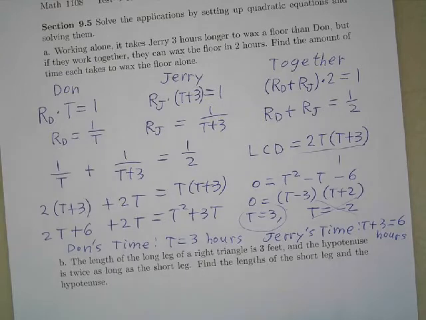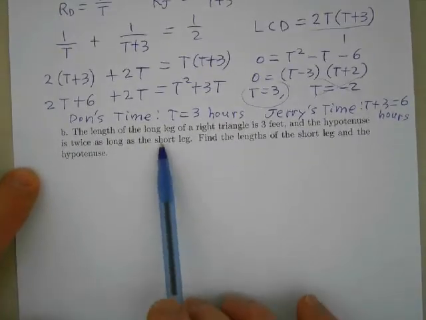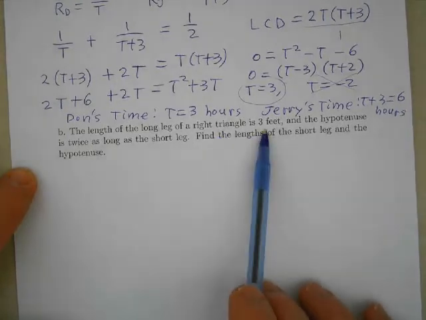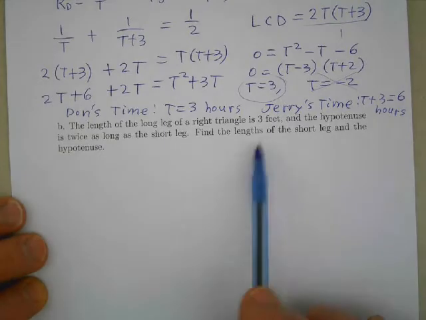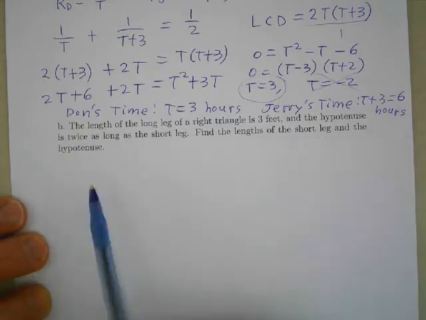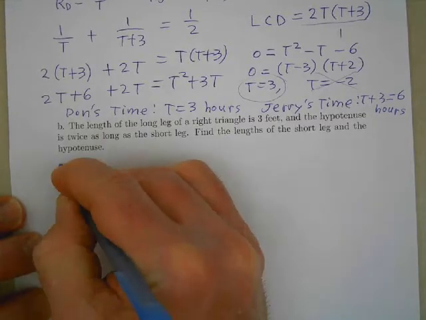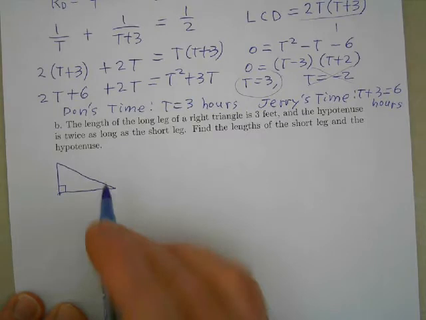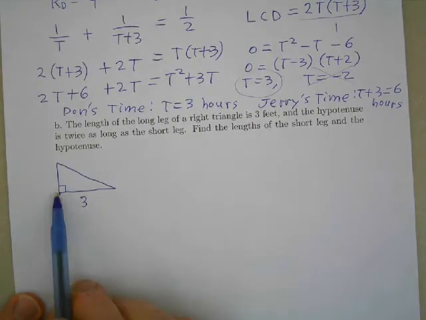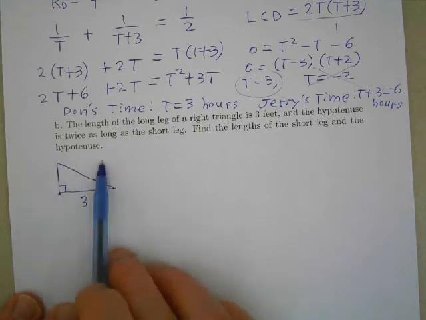Okay, in the next problem, this says the length of the long leg of a right triangle is 3 feet, and the hypotenuse is twice as long as the short leg. Find the length of the short leg and the hypotenuse. So we can sketch a right triangle to help. And we're told that the long leg is 3 feet, and then it tells us that the hypotenuse is twice as long as the short leg.